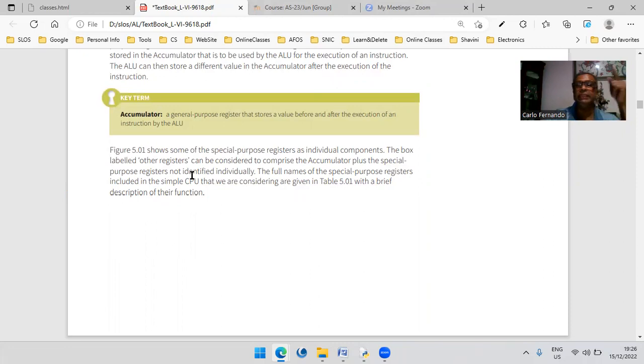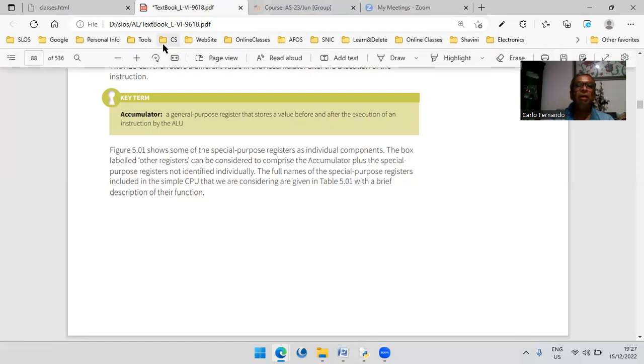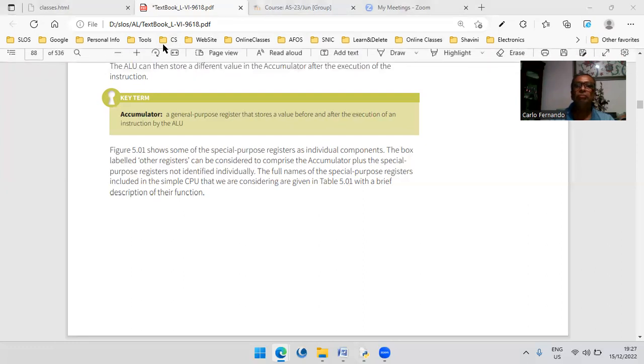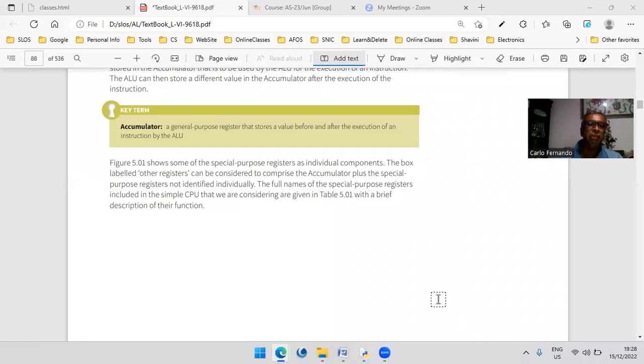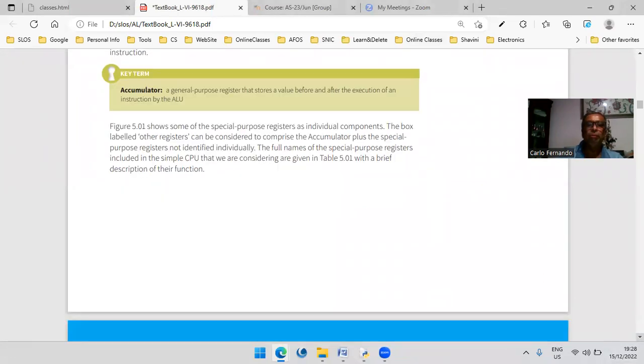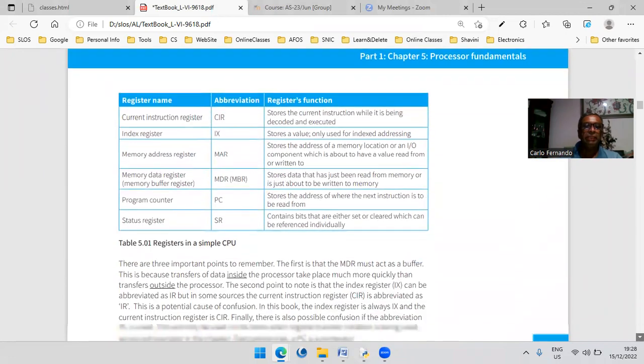The box labeled other registers, remember? There was another box called other registers, can be considered to comprise the accumulator we are talking about, plus the special purpose registers not identified individually. So they are not identified individually, they are all together like a collection. The full names of the special purpose registers included in the simple CPU that we are considering are given in table 5.01 with a brief description of their function. So let's look at the table and see what are the registers which are identified.